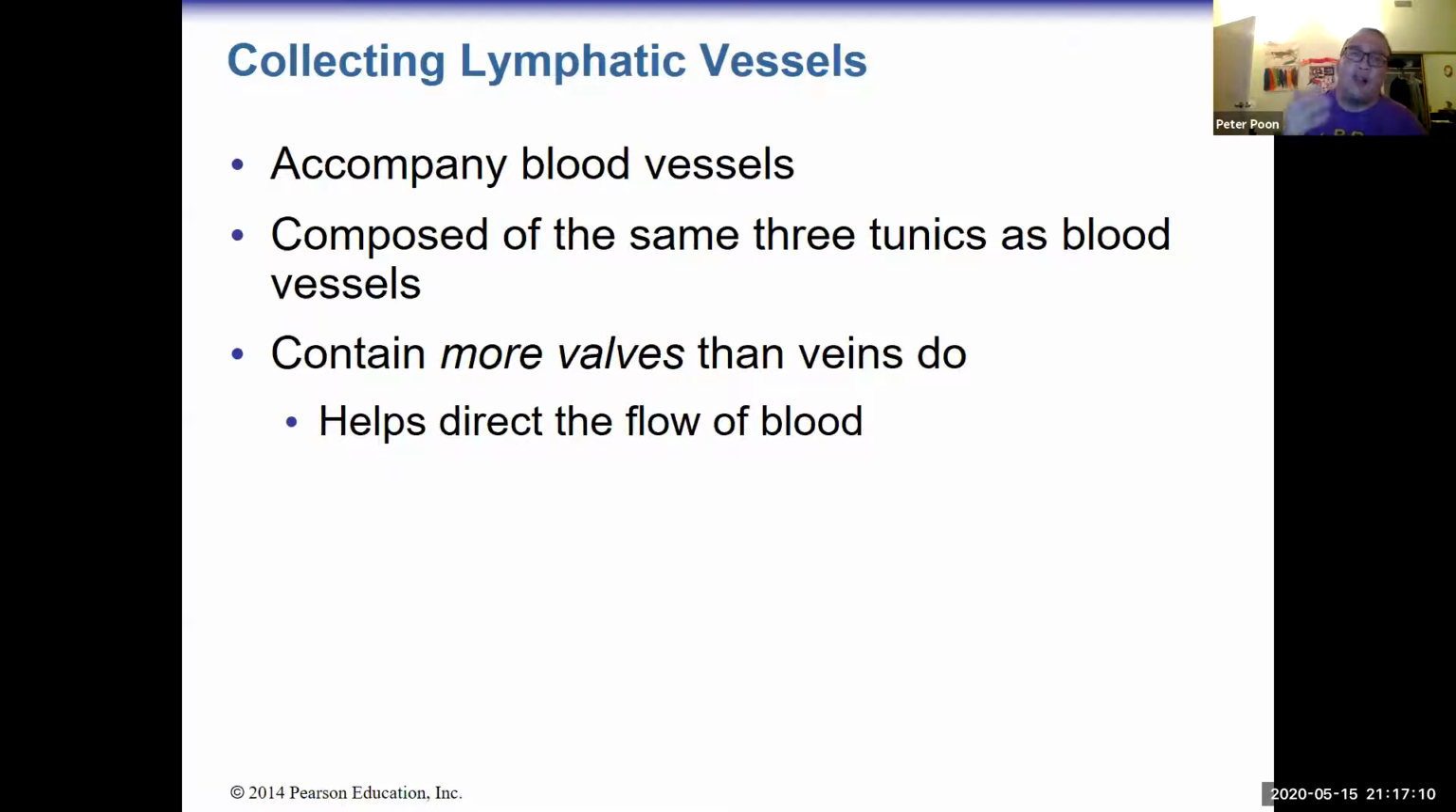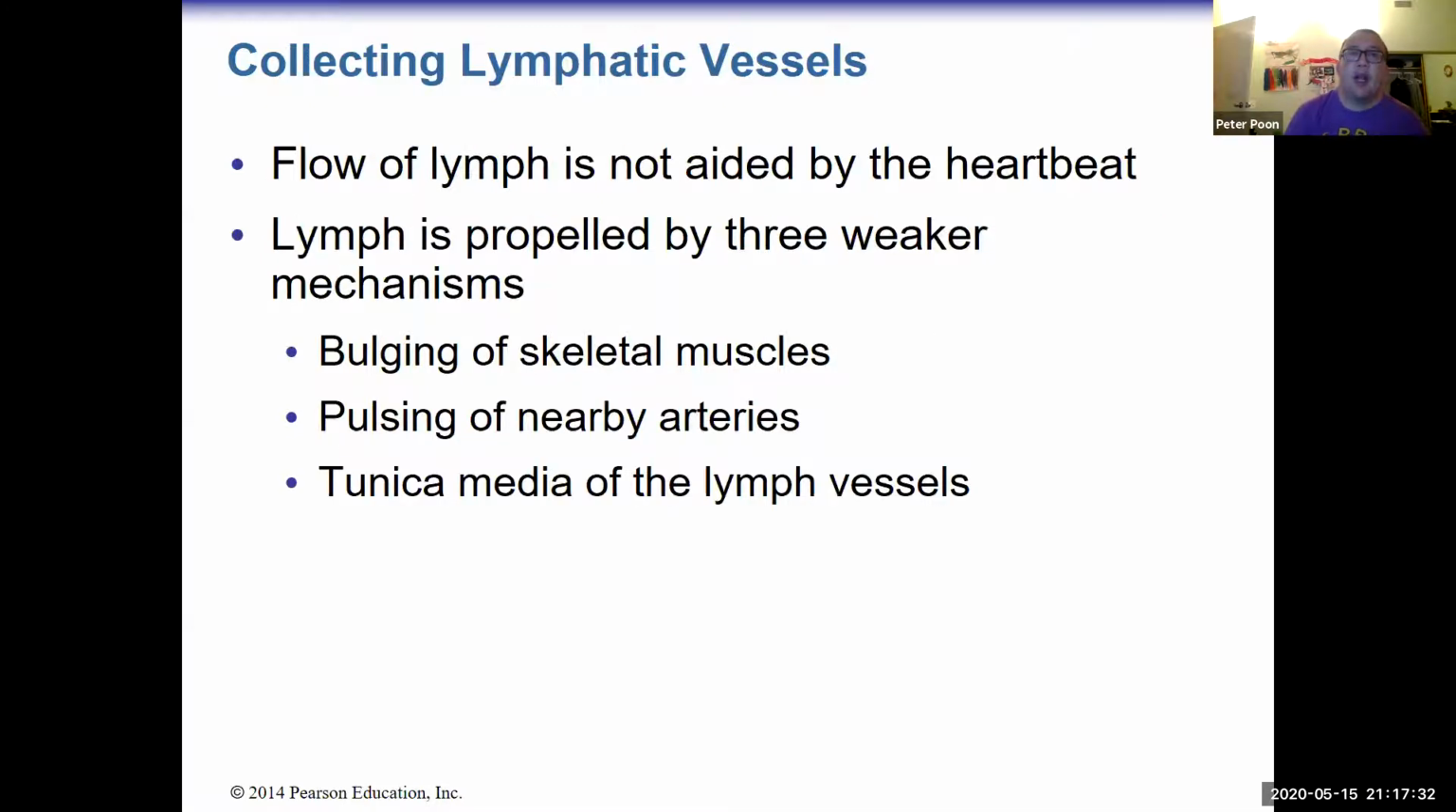The lymphatic vessels themselves are actually modified veins, except they have even more valves because there's no pump. Remember, to make the fluid move, you have to have a lot of valves that prevent backflow. That forces the lymph to only flow in one direction. So the flow of lymph is not aided by the heartbeat.